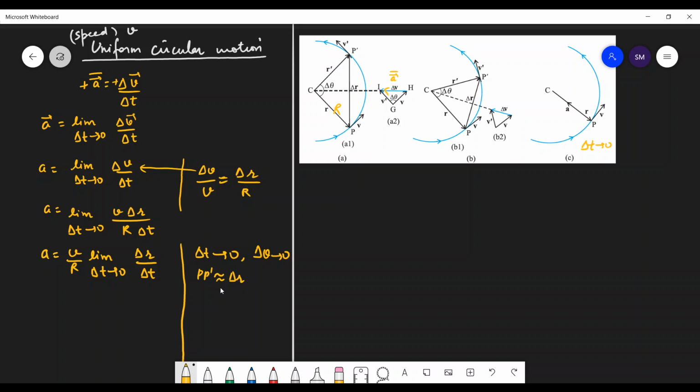So now what does this delta R equal to? Delta R will be equal to distance equals velocity, speed into time. The speed into time, magnitude of velocity, speed into time. So putting this value of delta R over here, what do I get? I get acceleration equals V by R, or we can also do one more thing.